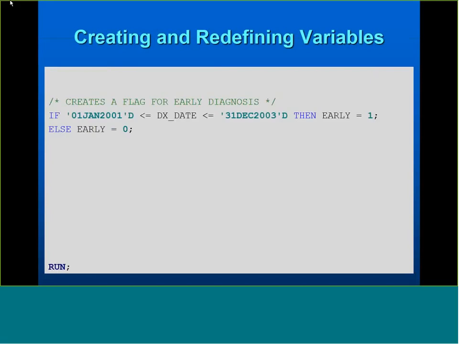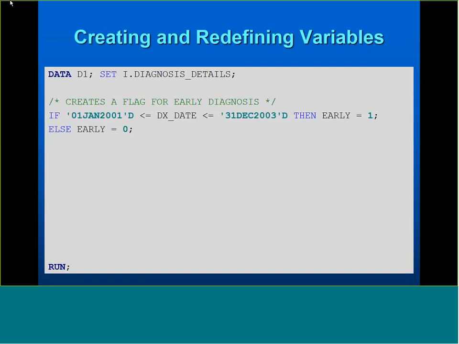So a little bit about creating and redefining some variables in SAS. So data D1, and we've set inside it the diagnosis detail. Maybe I want to create a flag for early and late diagnoses. In this particular data set, we have diagnoses from 2001 to 2006. You'll notice here that I create a comment that says this is what I'm going to do in this little bit of code. And I say if the DX date is greater than or equal to the 1st of January 2001, but less than or equal to the 31st of December 2003, then early equals 1, else early equals 0.